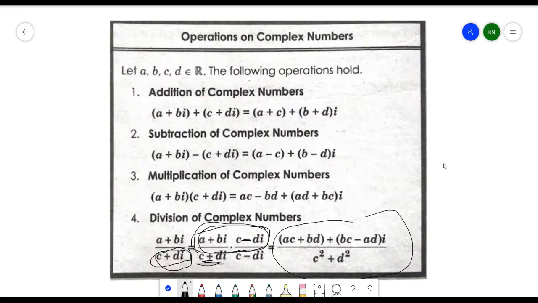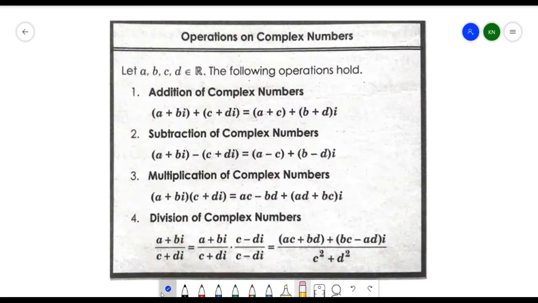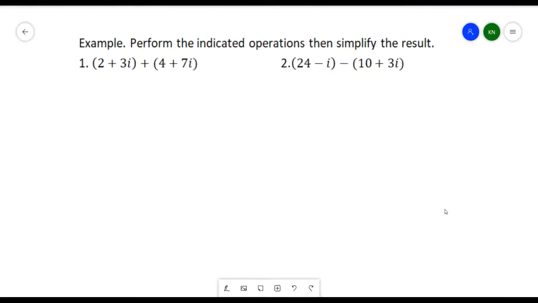Now we'll move on to examples of the operations on complex numbers. First is the addition: perform the indicated operations, then simplify the result. As you can see here, this is an addition of complex numbers, and this one is the subtraction of complex numbers. We'll answer number one first. To answer number one, again, you just have to add the constant numbers and add the imaginary parts and then copy the imaginary unit.